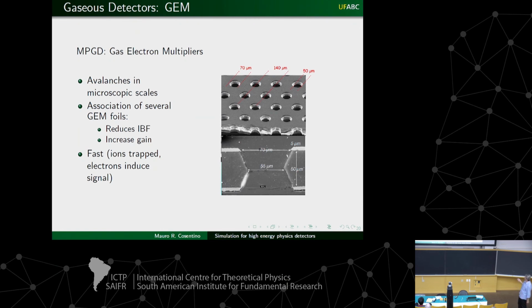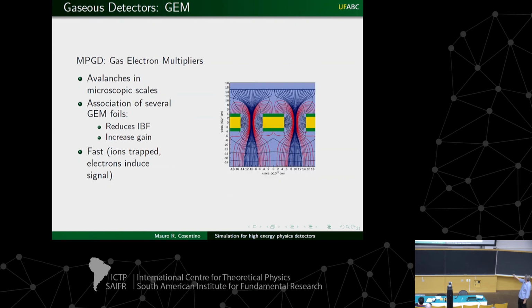So this is a GEM foil. It has this shape when you look at a cross-section. There's this biconical shape, a cone here and a cone here. You have a conducting material here, and here you have an insulating material. The dimensions are very small, 70 microns, 55 microns. And you have this very intense electric field here. Once the electrons are dragged in, they start multiplying, and they create a cloud of electrons here.